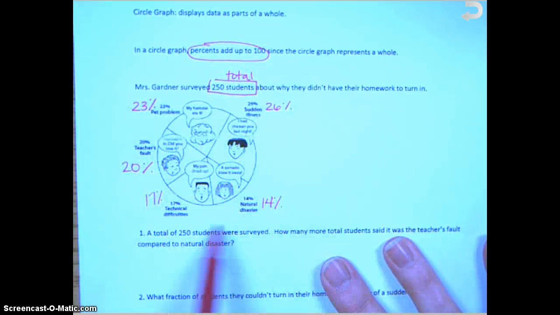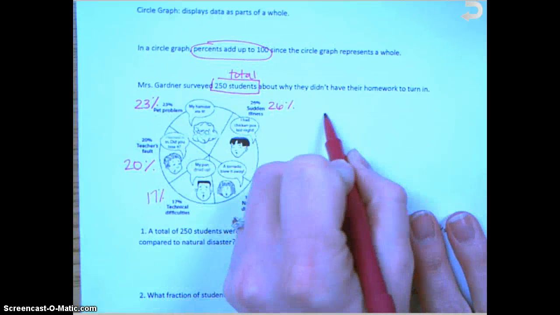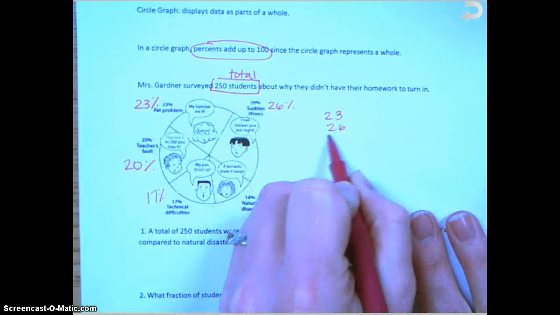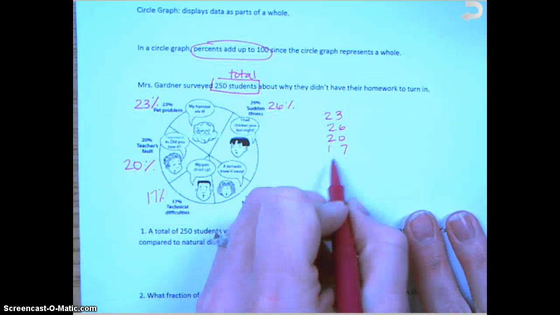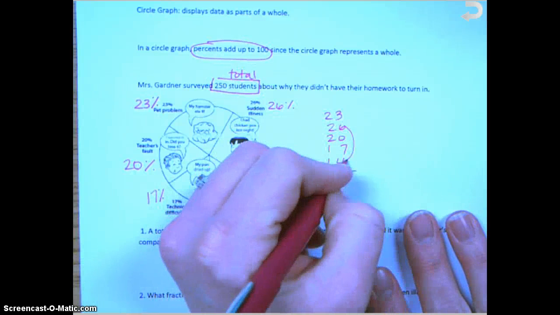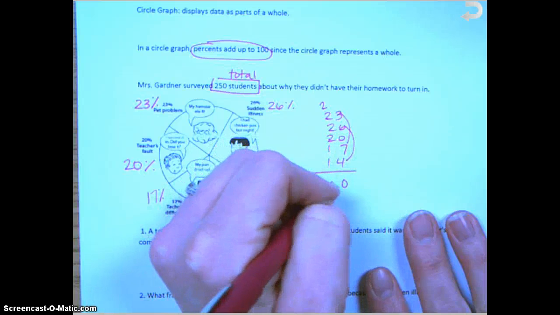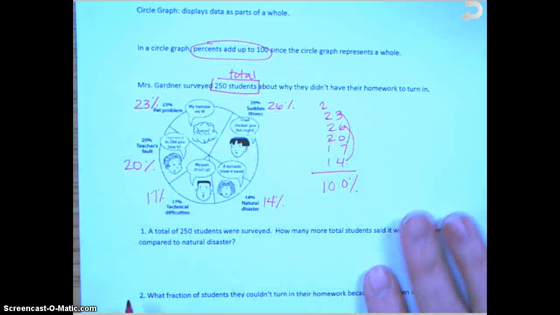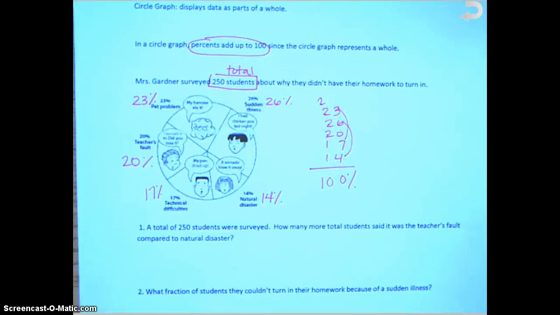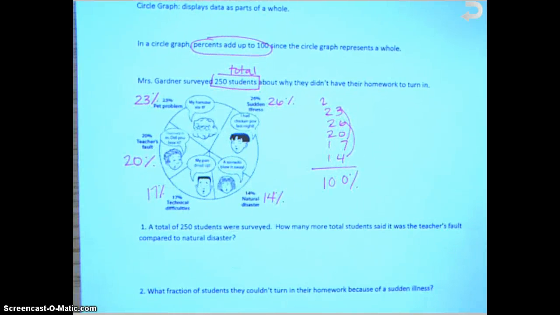So if you add up all of these numbers, 23, 26, 20, 17, and 14, it adds up to 100%. From there, we can use that to do a proportion to figure out how many actual students said what.